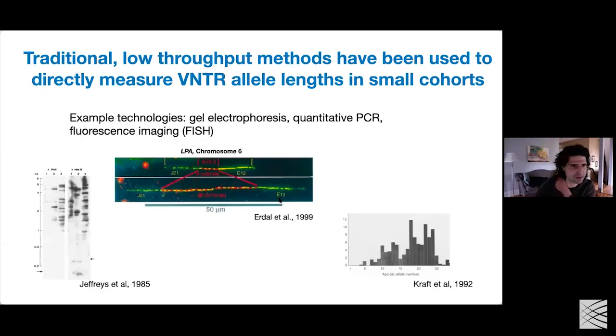So backing up, let me tell you a bit about genotyping VNTRs. Traditionally, there were some low throughput methods that directly measured VNTR allele lengths in small cohorts, maybe hundreds to maybe a couple thousand individuals. Example technologies include gel electrophoresis, quantitative PCR, and the fluorescence imaging that I showed you on that first slide. This histogram down here on the right is from a 1992 gel electrophoresis survey of KIV2 VNTR alleles in 156 individuals.